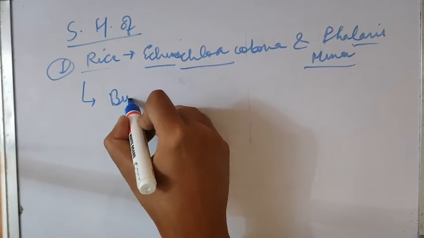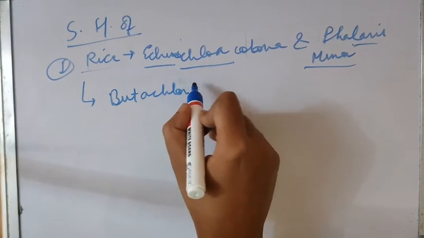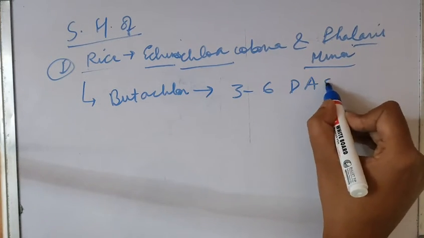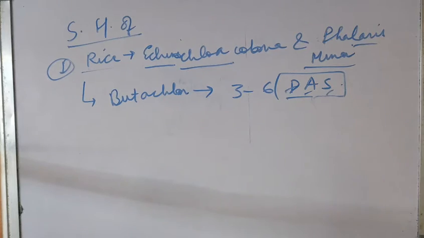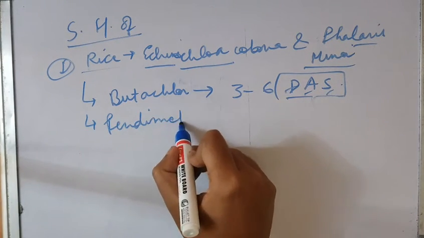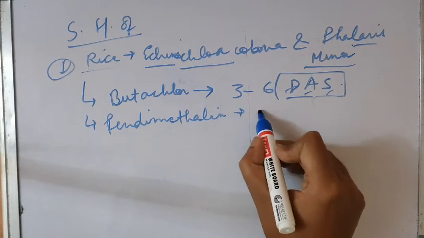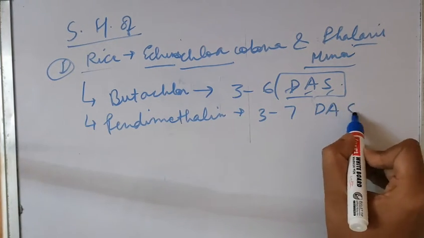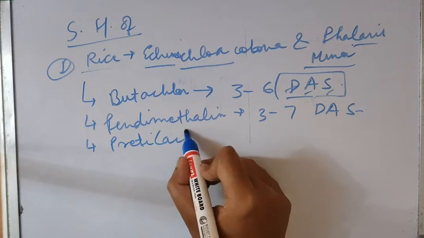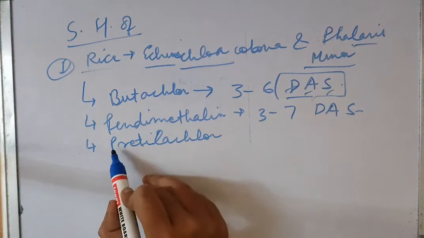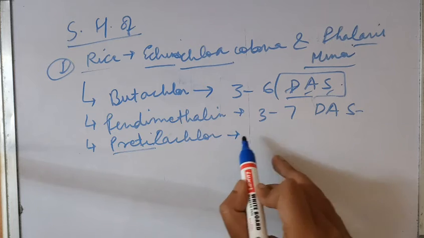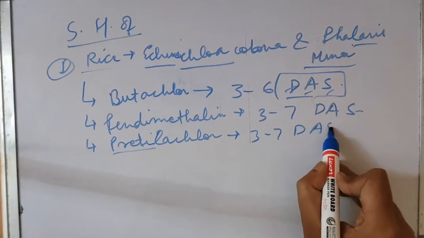First of all, we will use butachlor 3 to 6 days after sowing. DAS means days after sowing. We can use pendimethalin 3 to 7 days after sowing. We can use pretilachlor 3 to 7 days after sowing.